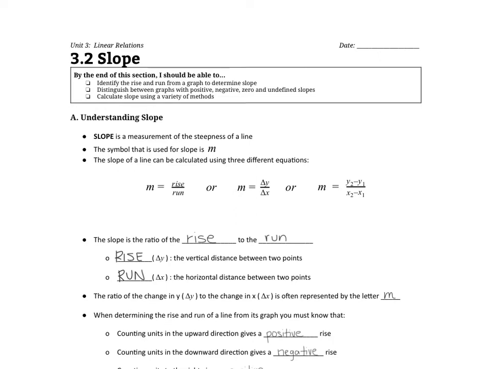So slope is the measurement of the steepness of a line. So if we have a line that we graph and it is slanted, we can actually calculate how slanted or how steep that line is. And the symbol that is used in algebra or in mathematics for slope is a lowercase letter m. There are three different ways that we can calculate slope, and I'm going to talk a little bit briefly about each of these different methods and when they are best used.